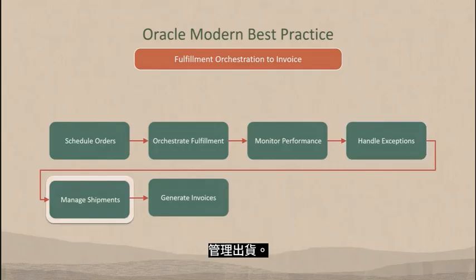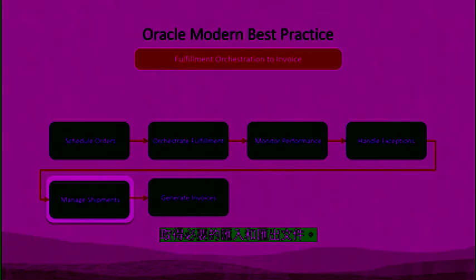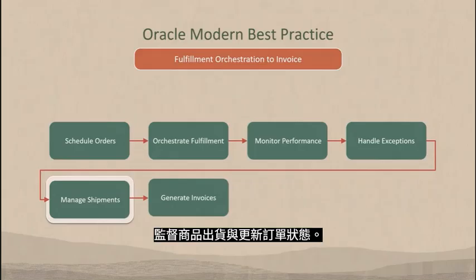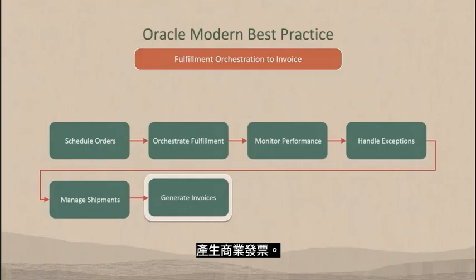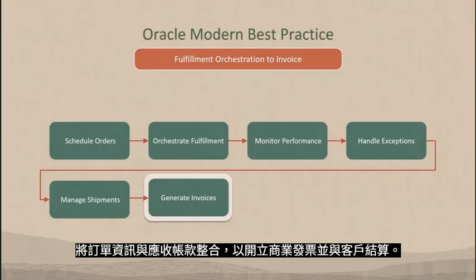Manage shipments. Acquire necessary import and export documents. Oversee the shipment of goods and update order status. Inform customers about in-transit shipments and share tracking details through a secure and trusted network. Generate invoices. Integrate the order information with receivables for invoicing and settlement with the customers.